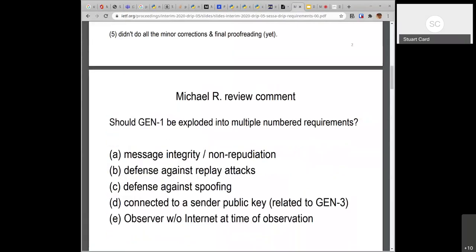Okay, so Michael Richardson has indicated that the general requirement number one actually has multiple sub-requirements, if you will, embedded in it. And he has suggested that perhaps we might want to explode Gen 1 into separate numbered requirements for those things. And those are the five things that he identified as being either explicit or implicit in Gen 1. And we'll see Gen 1 on the next slide.